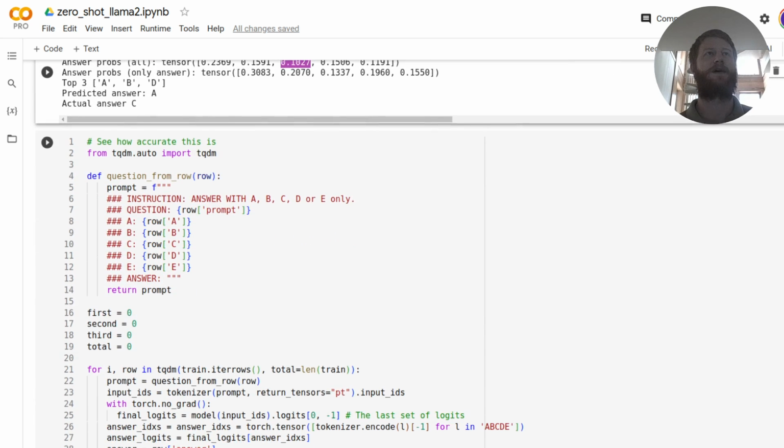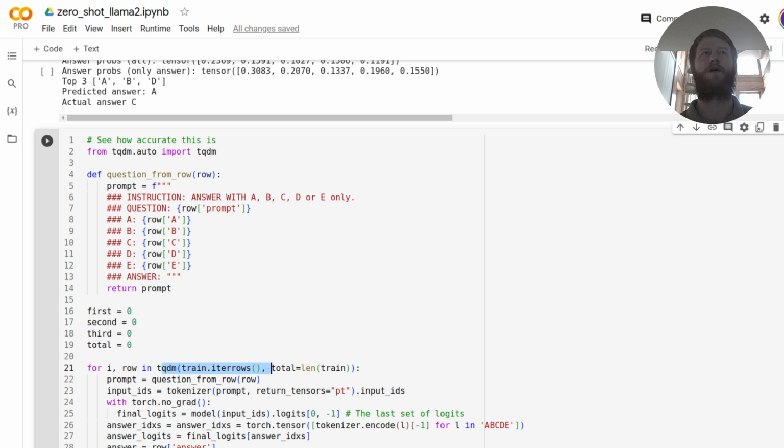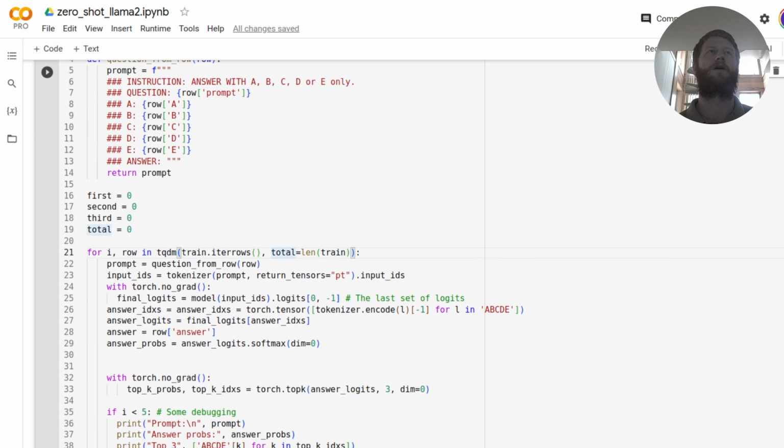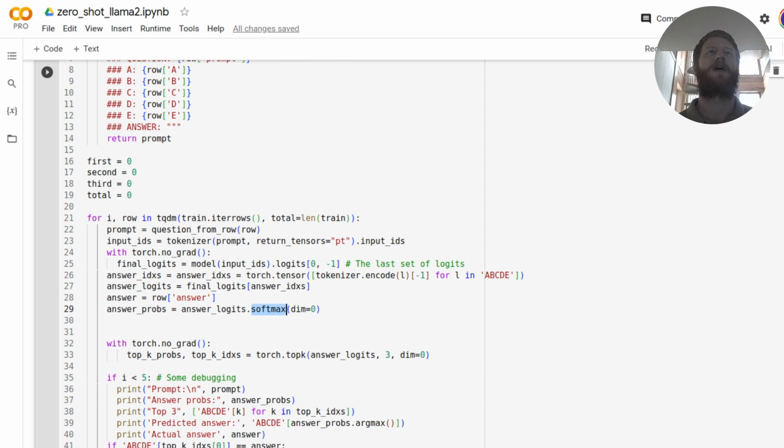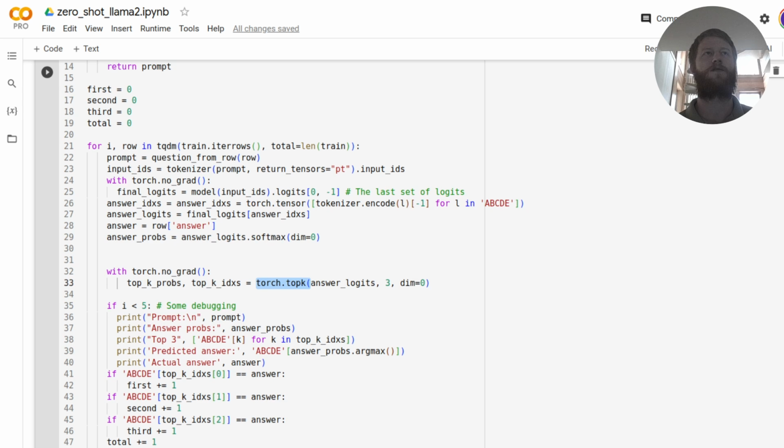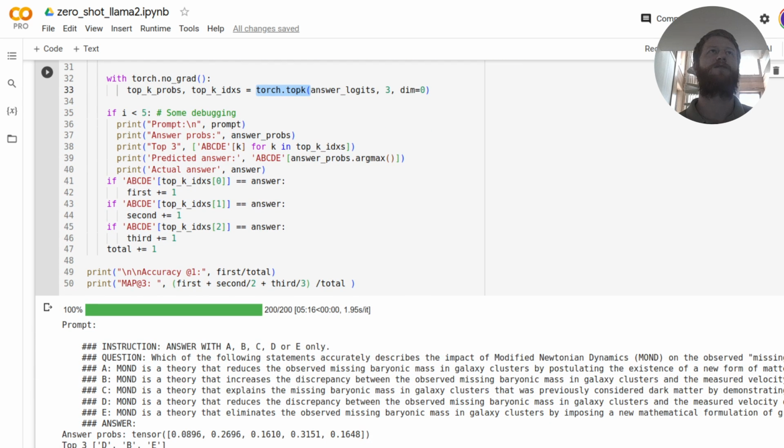So I've just taken that same idea. We're running through all of the rows in this trained data frame. We're turning each one into this prompt. We're looking at the logits, the predictions from the model. We can turn those into probabilities if we like, using softmax. And then we're ranking these. So I would like to rank them from the most to least likely, and taking the top 3, we can score. And so I've printed out some examples here.